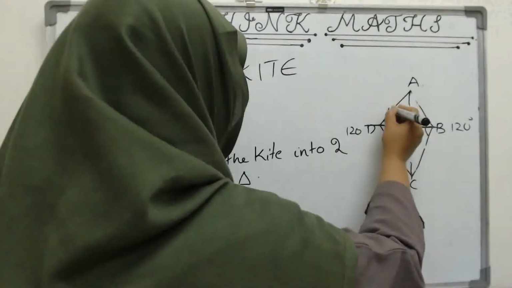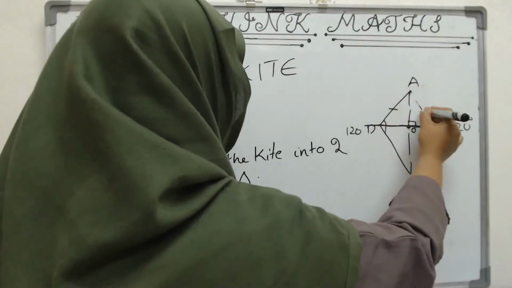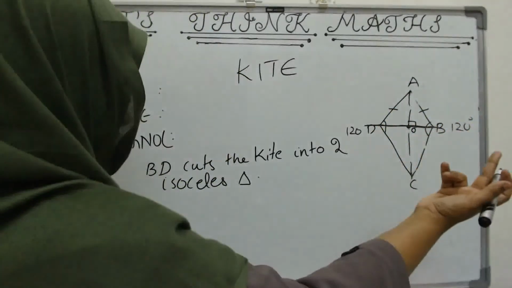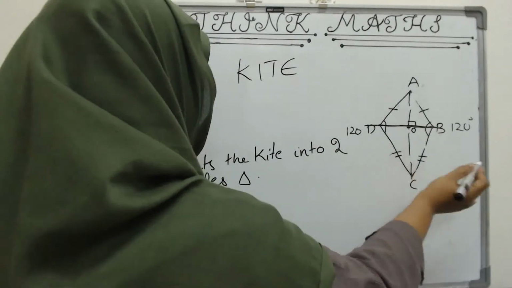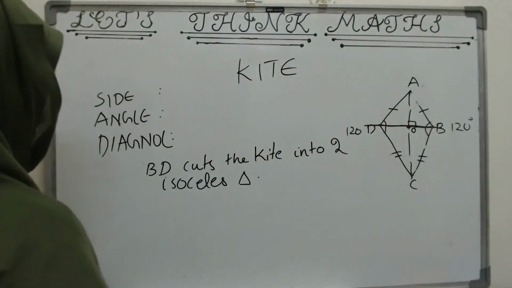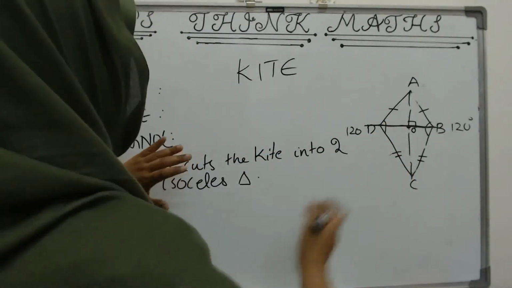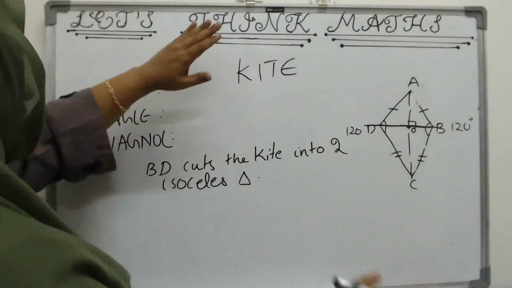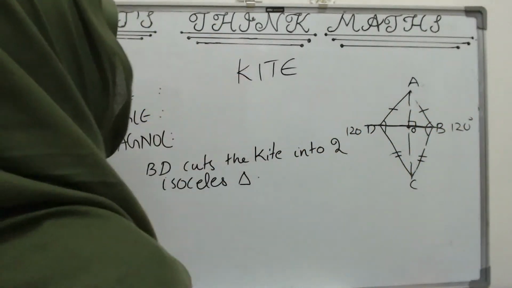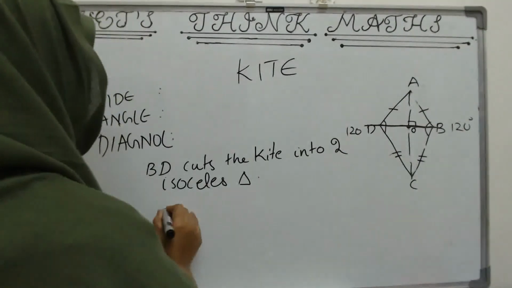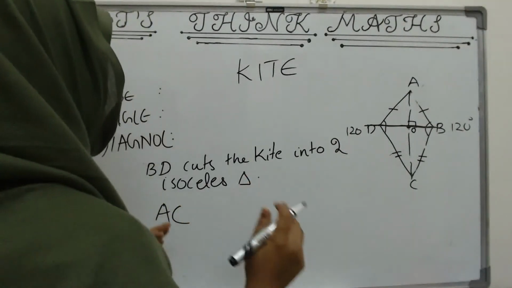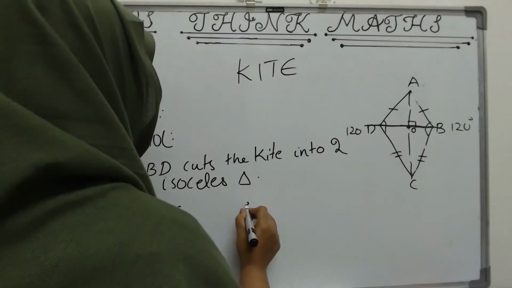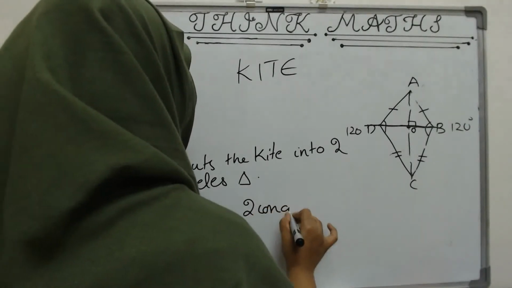Why is that? AD is equal to AB. So that is an isosceles triangle. BC is equal to CD. So that again is an isosceles triangle. So BD, the smaller diagonal, cuts the kite into two isosceles triangles. What about the longer diagonal? The longer diagonal, or what we call the main diagonal, cuts the kite into two congruent triangles.